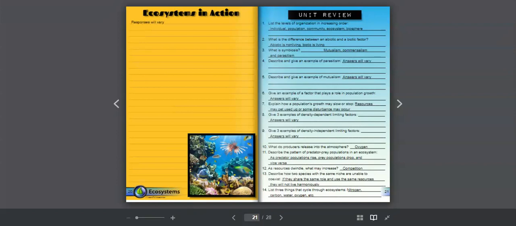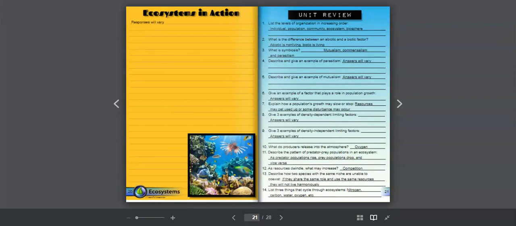Number 2, what is the difference between an abiotic and a biotic factor? Those differences include, well, biotic factors are living factors in an ecosystem. Bio means life. Abiotic, when you put the prefix a in front of, it means not. So abiotic factors are non-living.